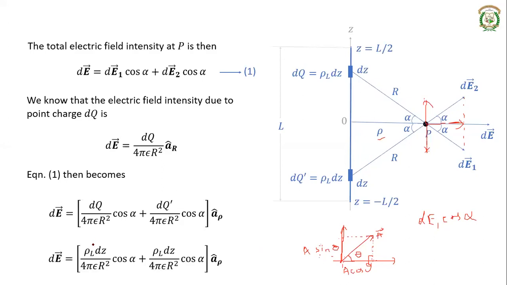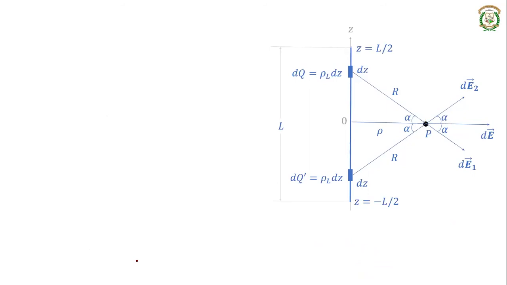What happens is we will substitute dq and dq dash. dq is rho l into dz, and dq dash is also rho l into dz. Both are the same terms, so we can write it as 2 times rho l into dz divided by 4 pi epsilon r square cos alpha. So I can cancel this term, 2 ones are 2 twos are. So this becomes rho l dz divided by 2 pi epsilon r square into cos alpha, and a rho cap is the direction.